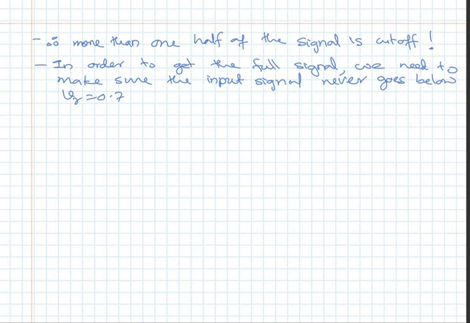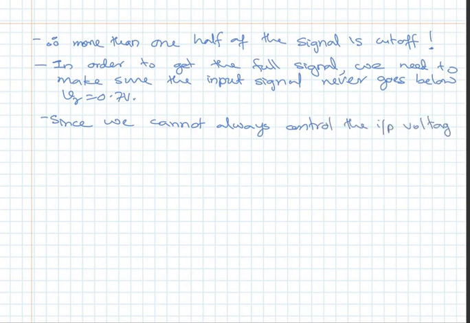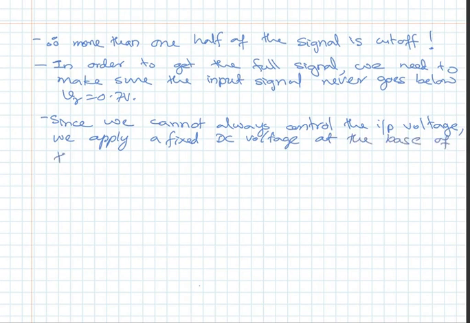But do we have control over the input voltage? No. So therefore, since we cannot always control the input voltage, what we do is we apply a fixed DC voltage at the base of the BJT to keep the transistor in the active linear region.